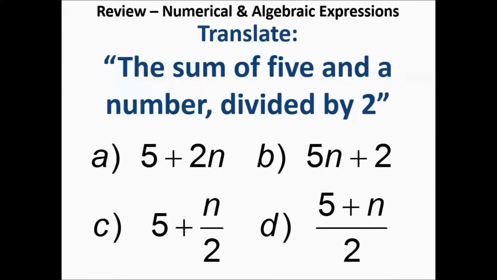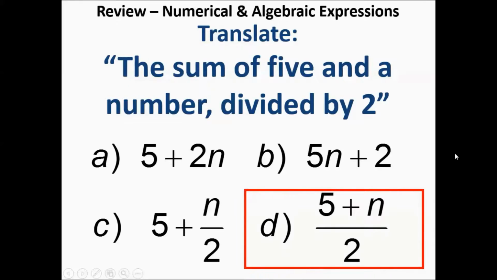The sum of 5 and a number divided by 2. This one can be tough. This one can be real tough. The sum of 5 and a number with a comma after it, that means that you're going to have to do that part first. So that's the entire thing you'd have to work out before you divide by 2. It's going to be choice D. That can be a confusing one. You're taking the sum of 5 and a number, and after you do that, you're dividing it by 2.